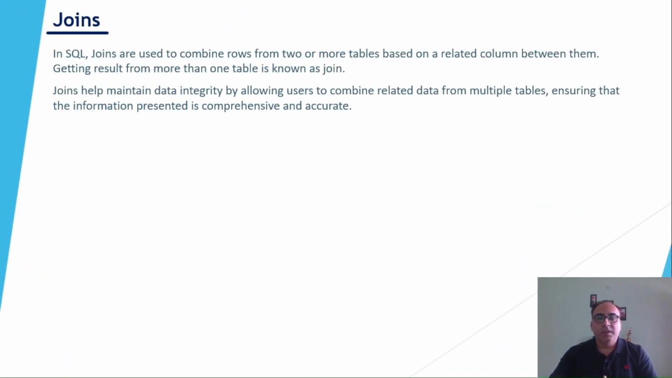So let's talk about joins. Joins are basically used to combine rows from two or more tables, based on a common column or related column between them. Getting results from more than one table is known as a join. Joins help us in many ways. They help in maintaining data integrity. It ensures that whatever results we get after joining multiple tables, they should be accurate and correct.